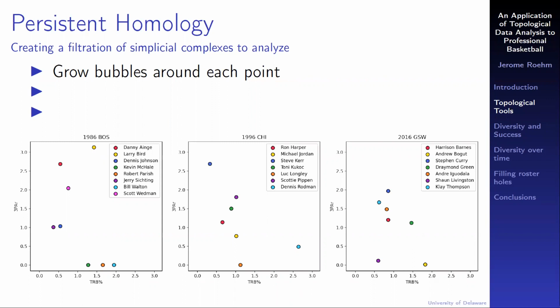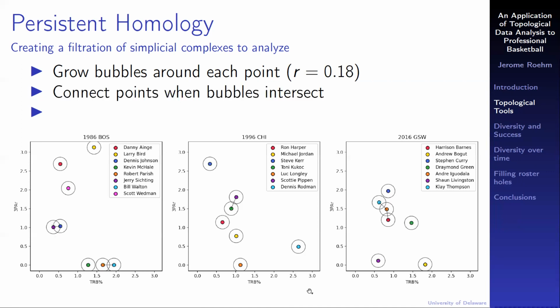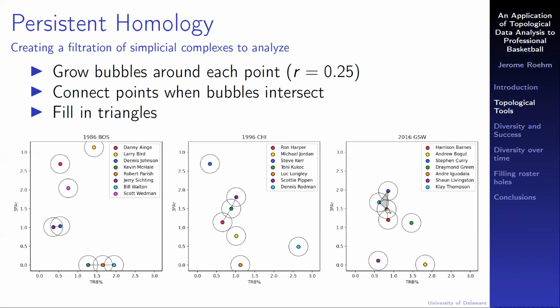Once we have our point clouds, we begin growing bubbles around each point. For small radius, the shape formed by each team is just a discrete set of points, as no connections have yet been made. For r equals 0.07, the corresponding shape for the Celtics is 8 points, whereas for the Bulls and Warriors, it's 7 points. As we increase the radius, the bubbles begin to overlap. When the bubbles intersect, we connect the points with a straight line. When there's a triangle formed, we fill in the two-dimensional shape.